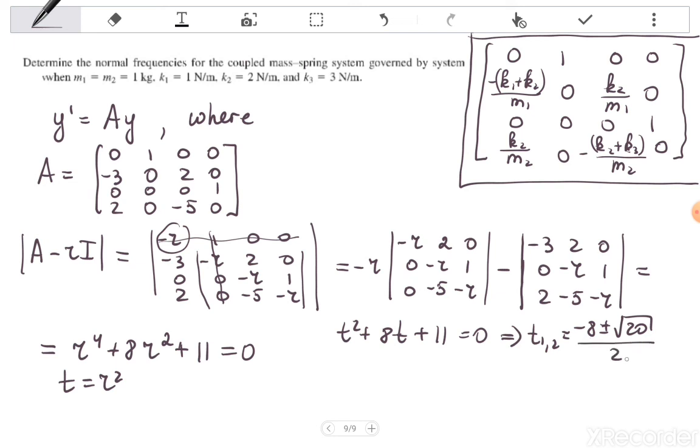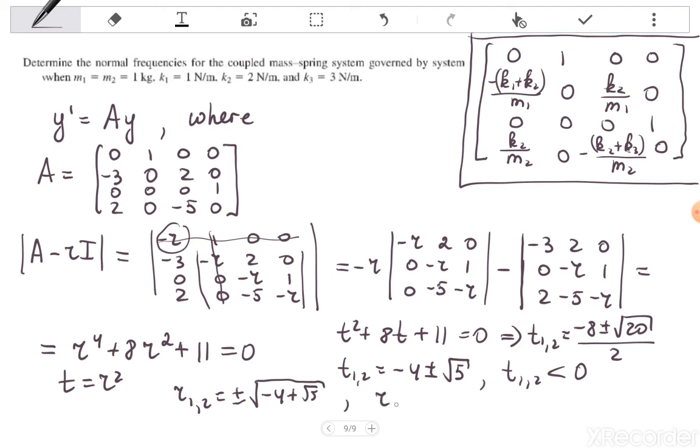So we divide everything by 2. So we get that t1 and t2 are minus 4 plus minus, and the square root of 20 is 2 square root of 5, so plus minus square root of 5. What we can notice is that they are both negative, right? So it means that r will be complex numbers. So r1 and r2 will be plus minus square root of minus 4 plus square root of 5, and r3 and r4 will be plus minus square root of minus 4 minus square root of 5.